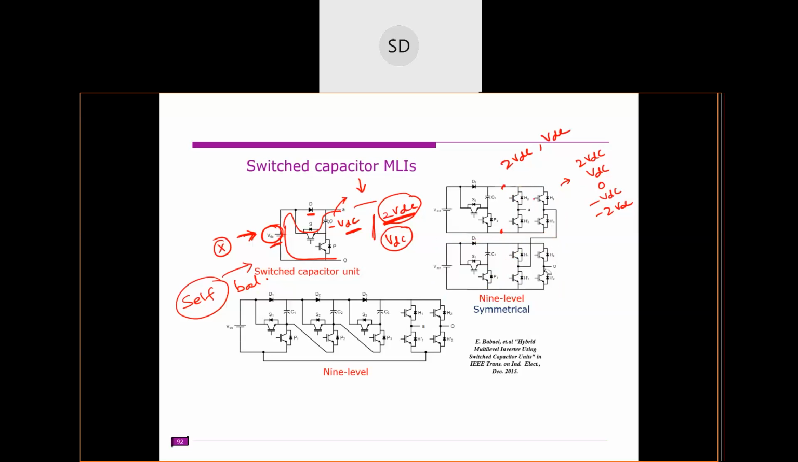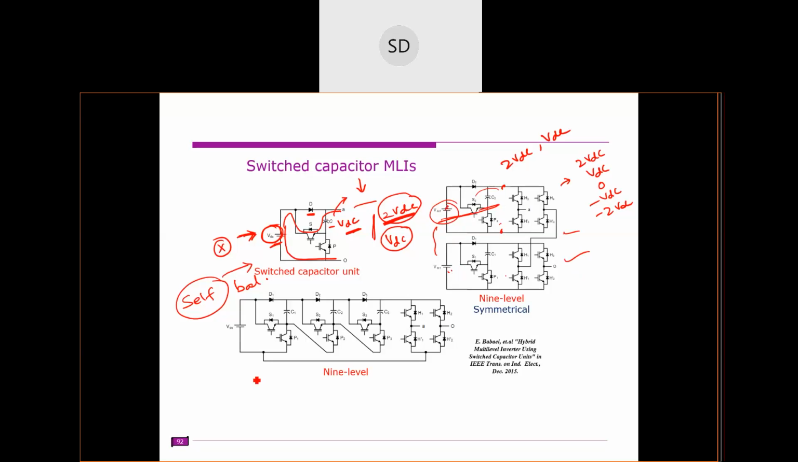If you want to extend this, you can connect these two in cascade. So this is cascaded with this one. Therefore this entire combination can produce 9 levels, from 4 VDC to minus 4 VDC. Again, when you are cascading, you can have different ratios. You can keep a 1:2 ratio or 1:3 ratio. So this is one way to extend this.